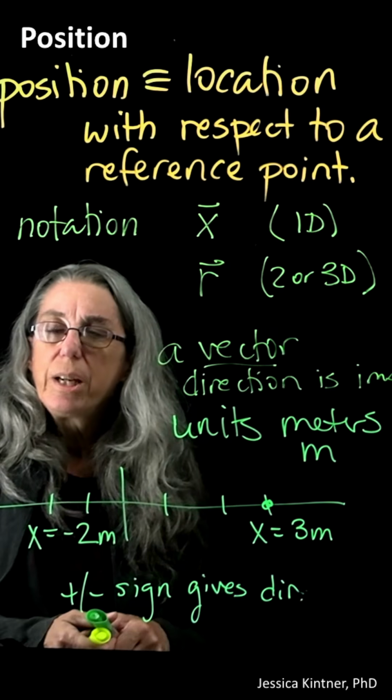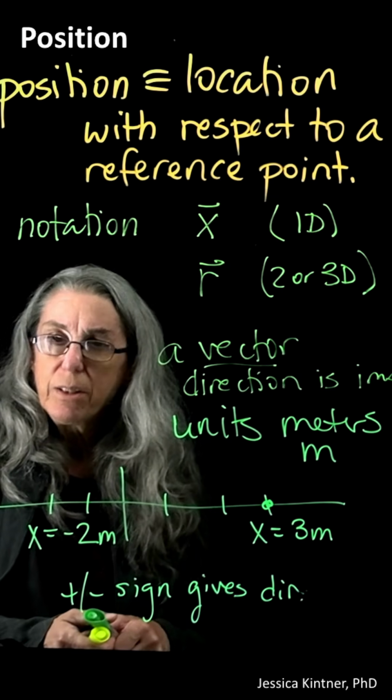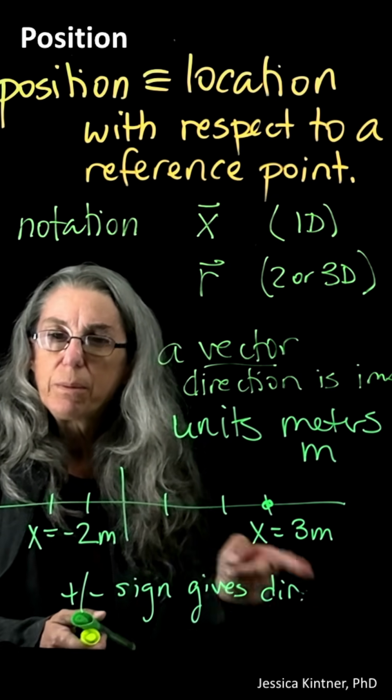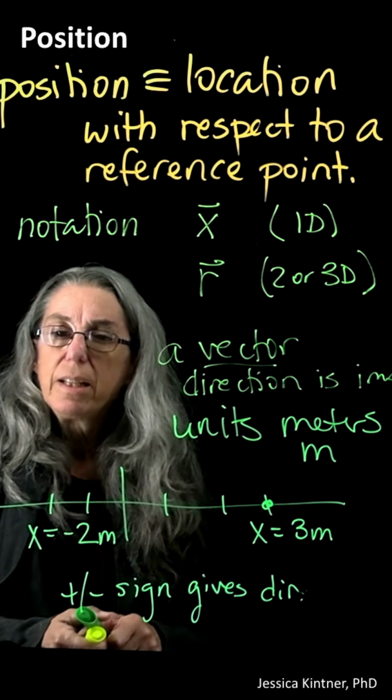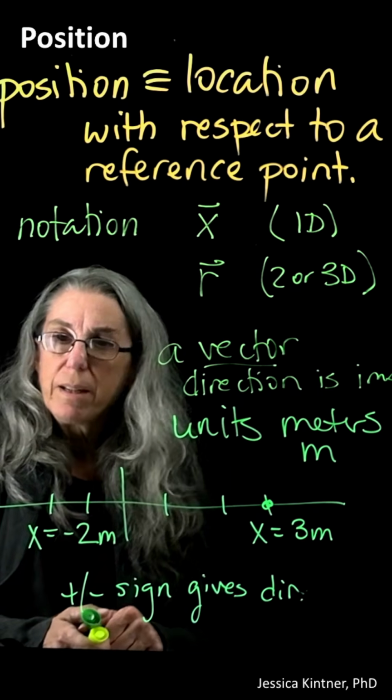So position is location with respect to an axis. It's a vector, which means the direction is important. Plus or minus x is different. And it has units in the standard MKS of meters.